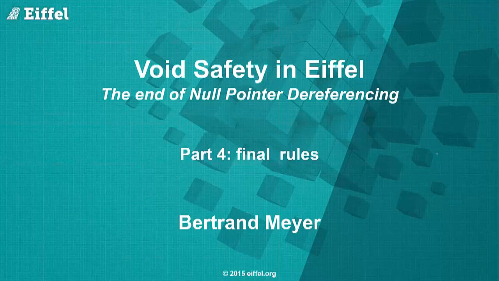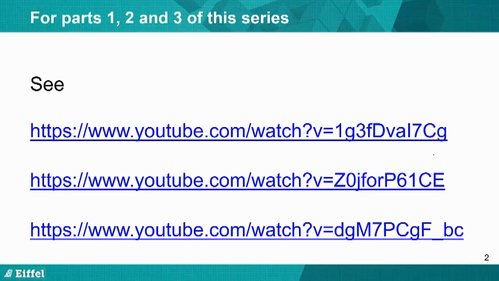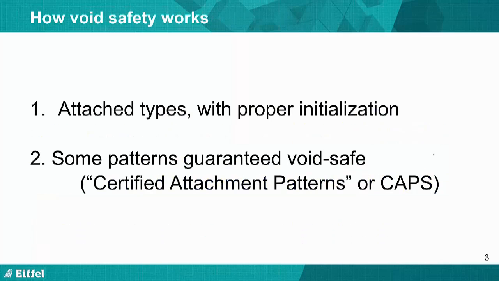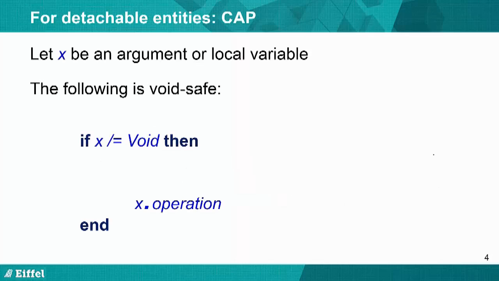Void safety. As before, I'm assuming that you've seen the previous installments of this video series, which means that you know two of the key components to the solution: the notion of attached types, where a type is declared as either attached or detachable, and the notion of CAP, for certified attachment pattern. These are some program schemes that are guaranteed to be void safe. Now we are going to see a couple more interesting CAPs.